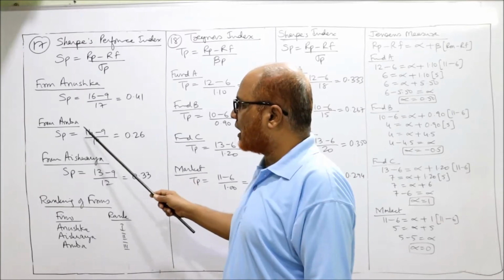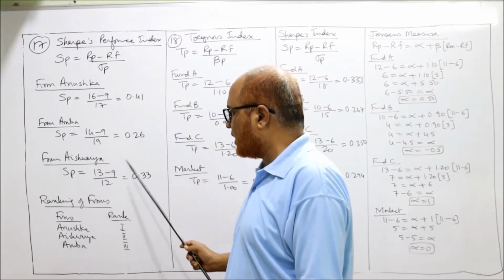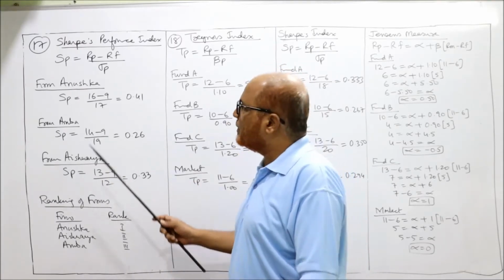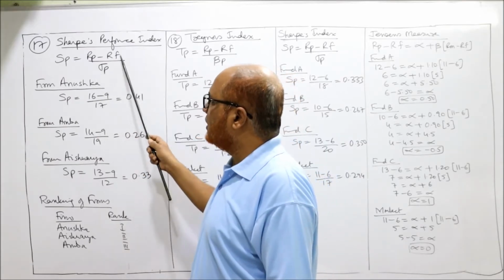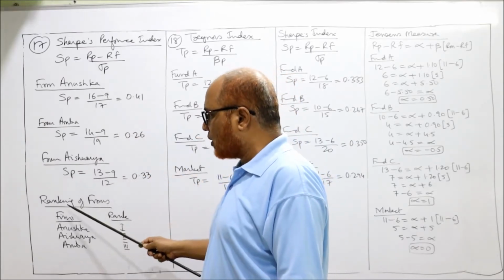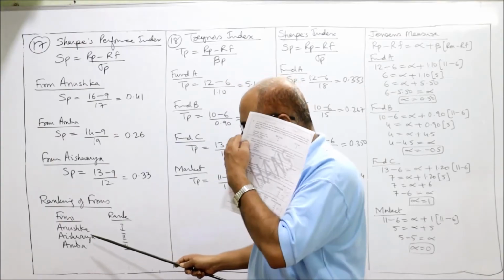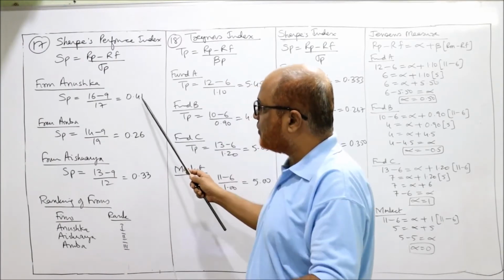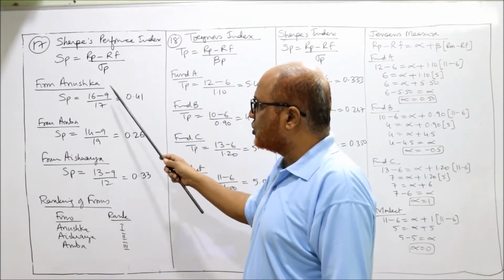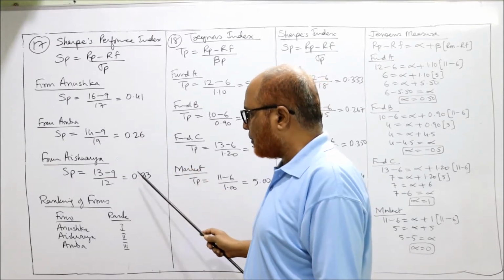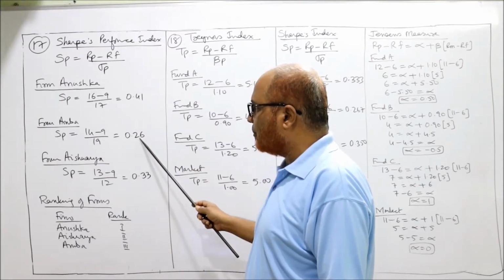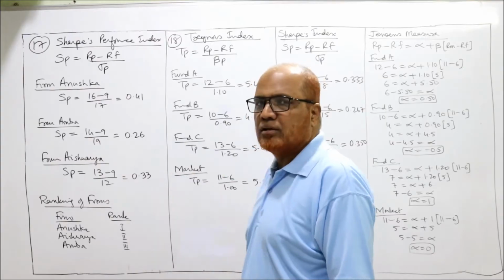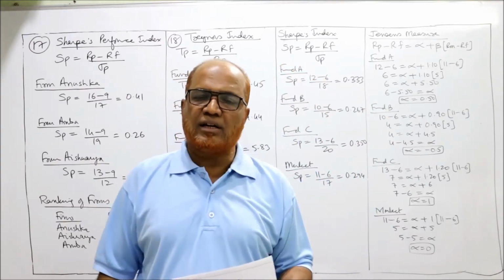So 0.41 for Anushka, for Amba it is 0.26, for Aishwarya it is 0.33. So simply we have to substitute the RP values, risk-free rate and standard deviation. The ranking of firms will be: Anushka first rank, highest value is 0.41. Second rank Aishwarya 0.33, third rank Amba 0.26. That's all. This is problem number 17.